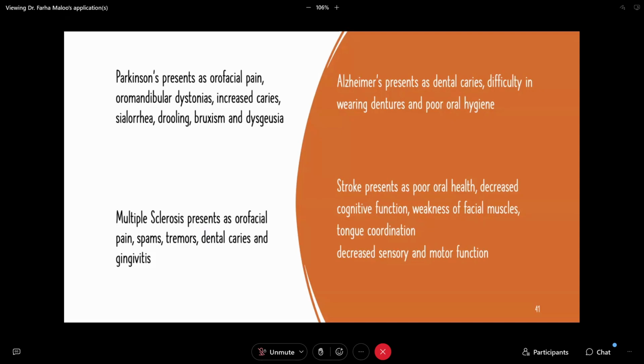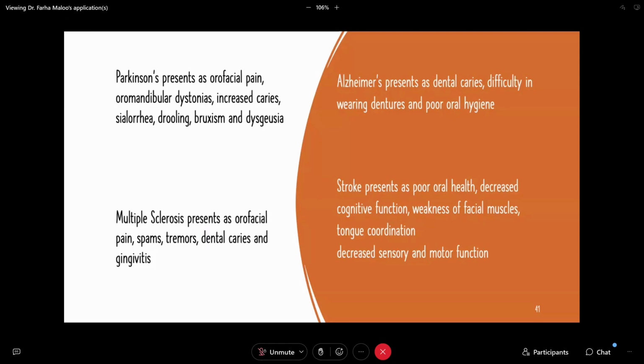Multiple sclerosis causes damage to the myelin sheath. Myelin sheath is the material that surrounds and protects the nerve cells. This damage slows down or blocks the messages between the brain and the body. This can cause orofacial pain, spasms, and tremors, along with dental caries and inflammation of the gums or gingivitis.